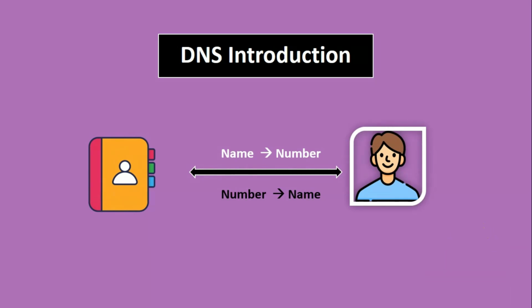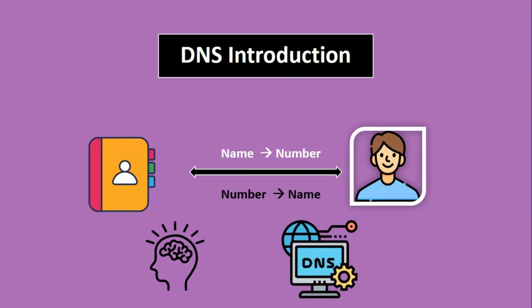In the same way that the contact list helps us translate someone's name to their telephone number, DNS provides the same service to the internet. When we visit a domain such as google.com or facebook.com, our computer uses DNS to retrieve the website IP address. Then our web browser loads the website.